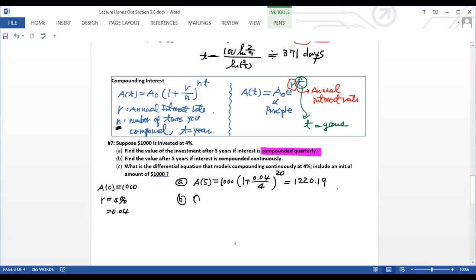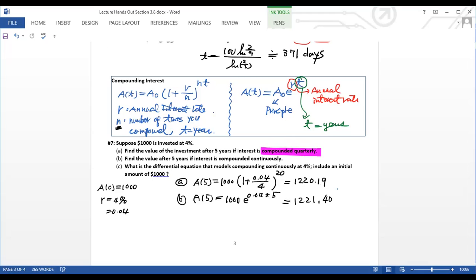So this is A5, right? So it's 1,000 e, r is 0.04, how many years? 5 years. So if you put it into your calculator, what they give you is 1221. So they give you 1221 to the 4 zeros, right? Okay, so that's why it's a little bit more than your compounding quarterly.